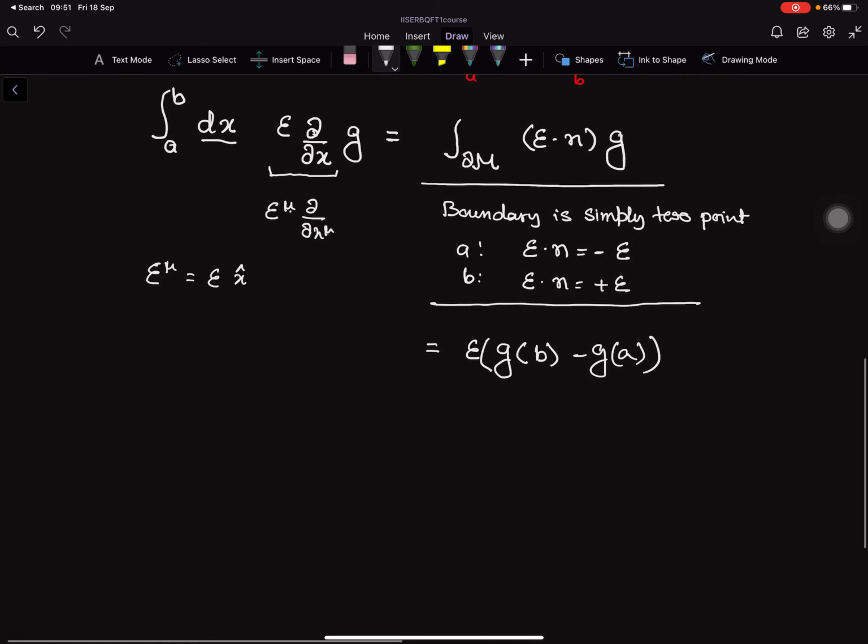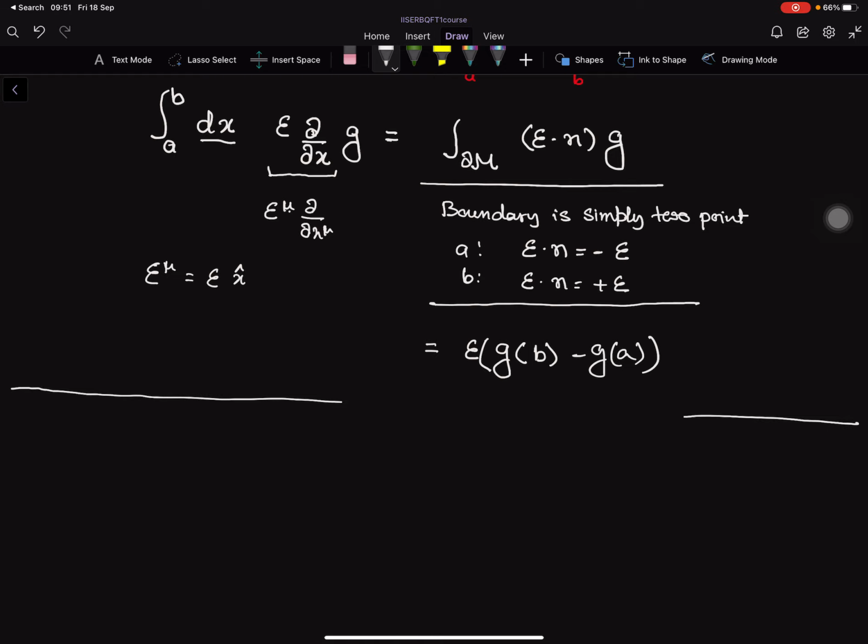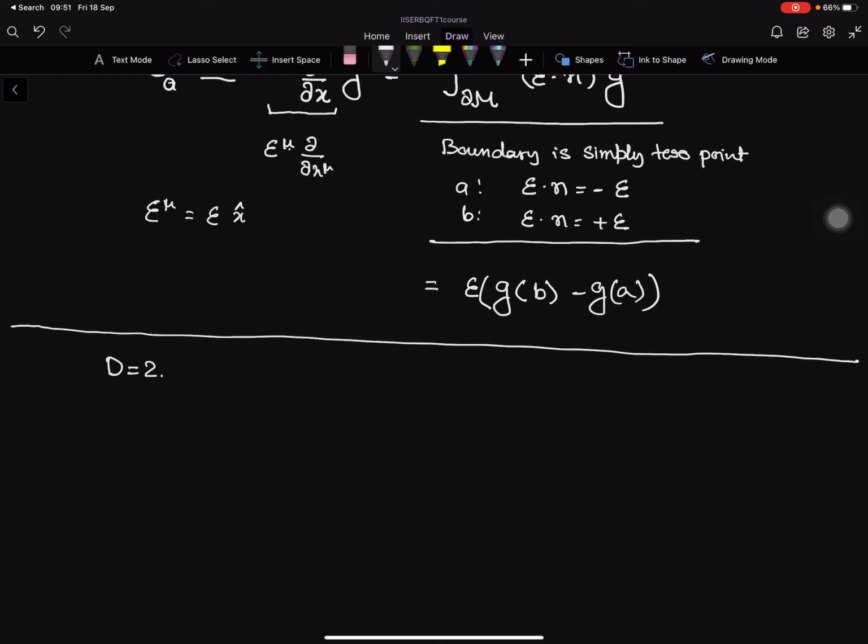So let's also now do a two-dimensional case. Actually, let's go back and let's do another one-dimensional case where we have a periodic variable theta, and the periodic variable takes values in this range. So theta is between 0 and 2 pi.